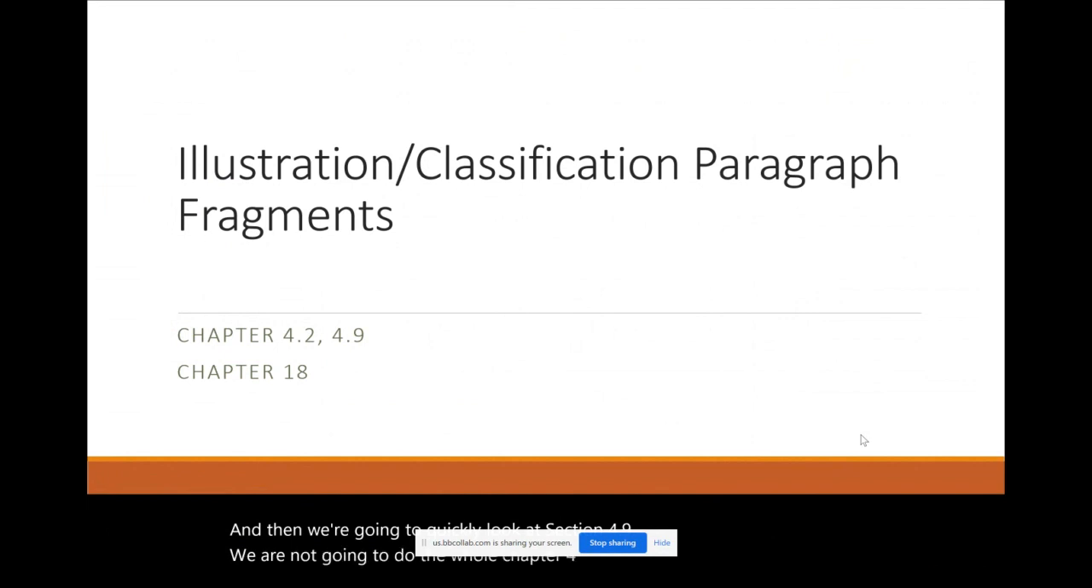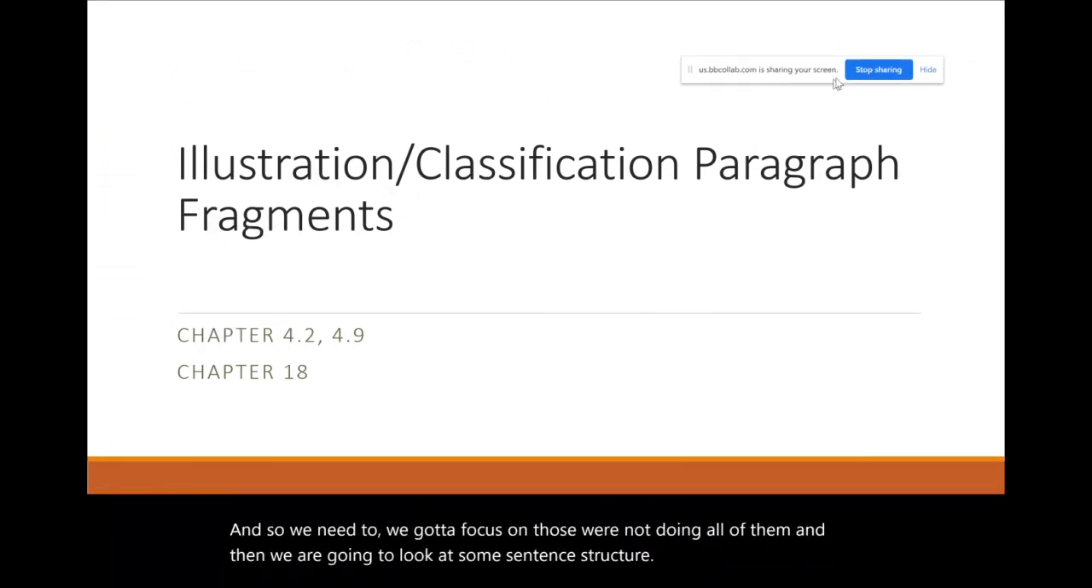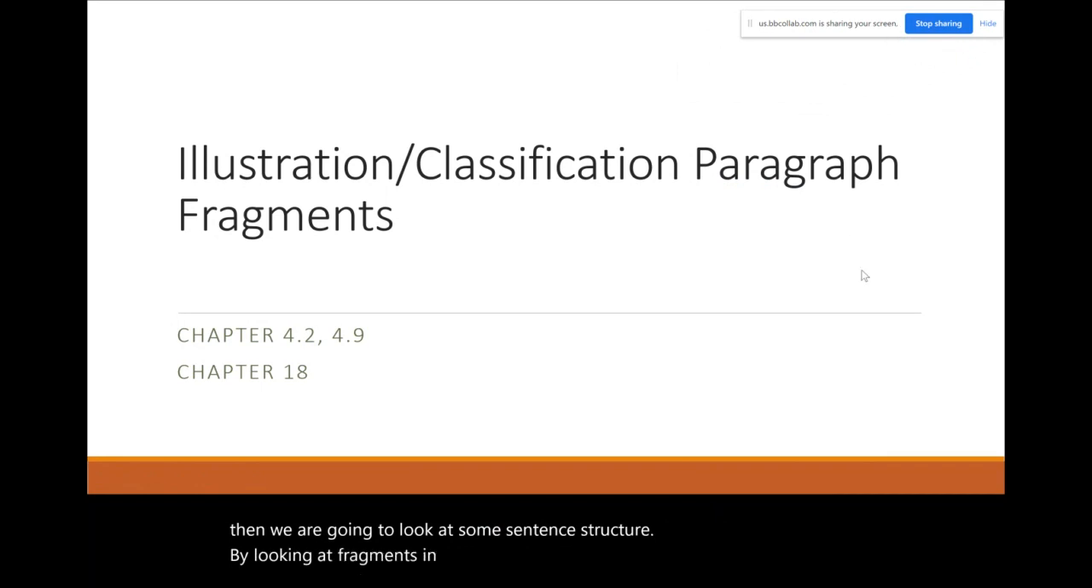Because all of chapter 4 has many different types of paragraphs, okay? But we are only going to focus on 2 kinds of paragraphs. And so we got to focus on those. We're not doing all of them. And then we are going to look at some sentence structure by looking at fragments in chapter 18. So let's start on page 41. If everybody can look at page 41.